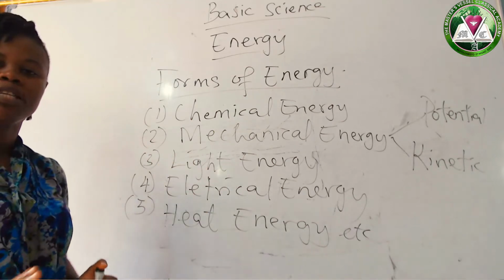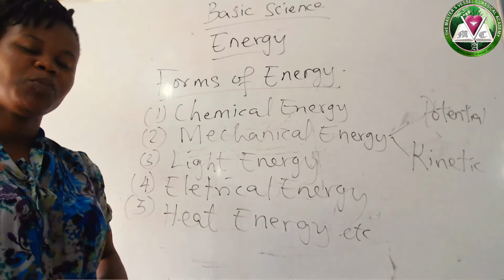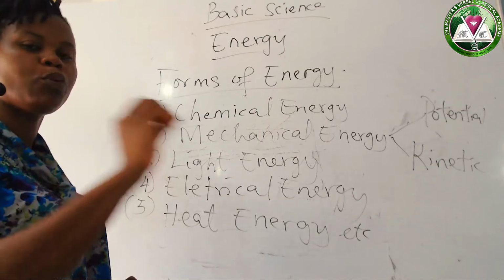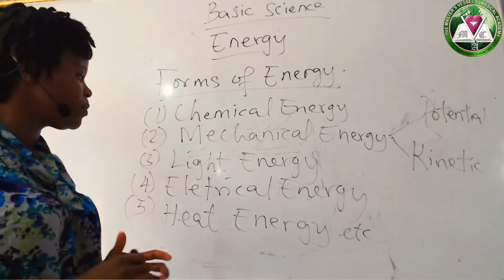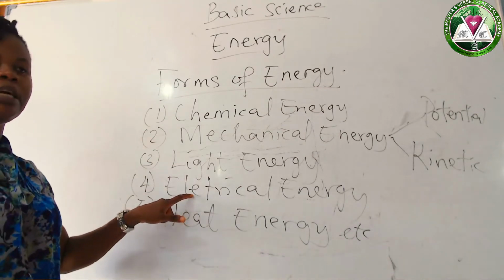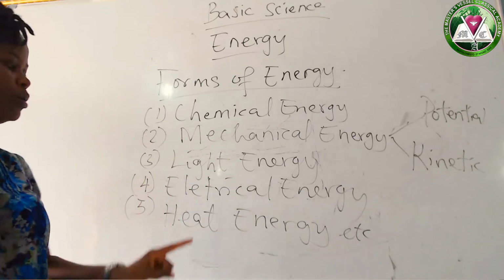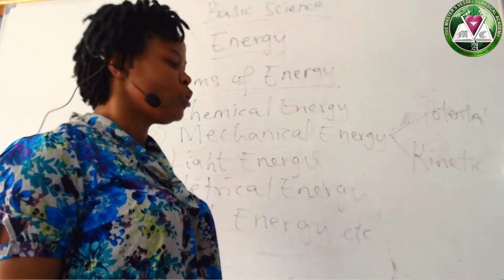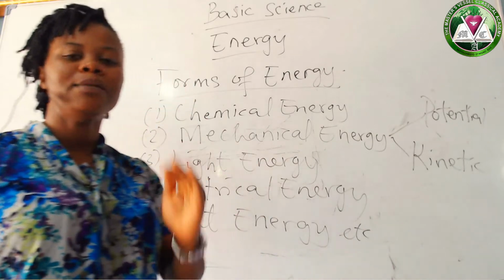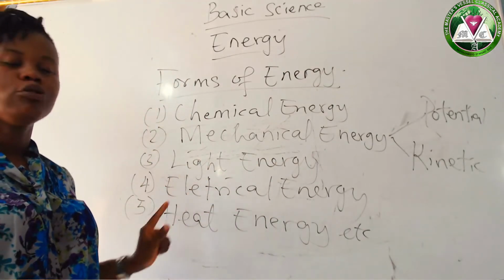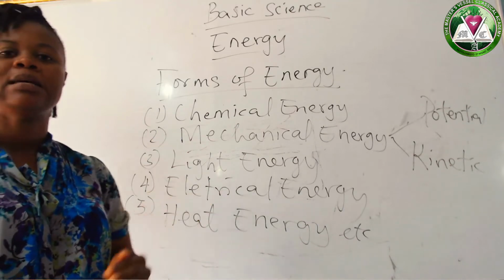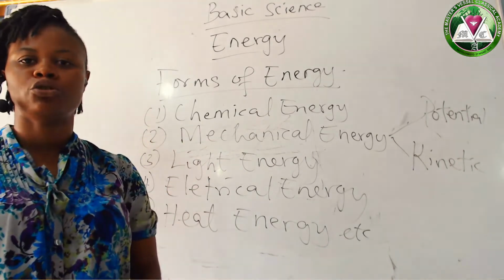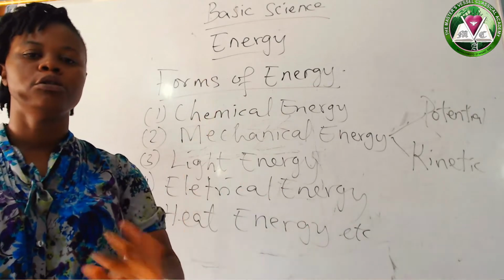For instance, I want to smoothen my clothes, meaning I want to iron my clothes. I can't just pick my electric iron and start smoothing my clothes. No, the first thing I do is to plug my iron to an electric source, thereby generating electric energy. Then this electric energy will be converted by the iron to heat energy, which will now enable me to smoothen my clothes. So you can now see that an electric iron helps us to convert electric energy to heat energy. And that's what we refer to as the law of conservation of energy, which states that energy can neither be created nor destroyed. Rather, it can change from one form to another.